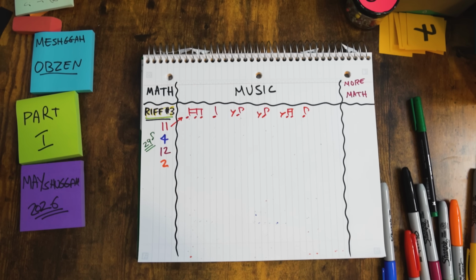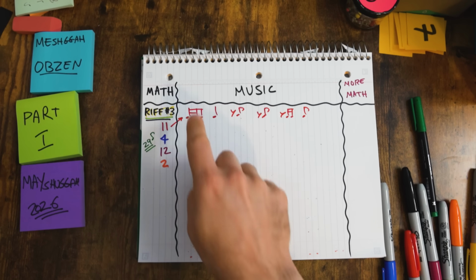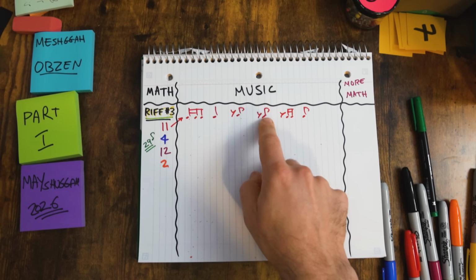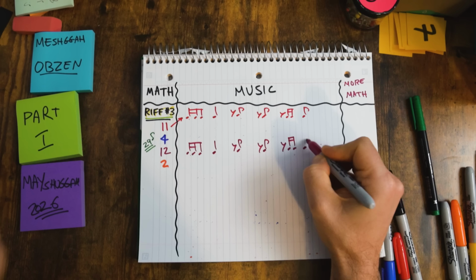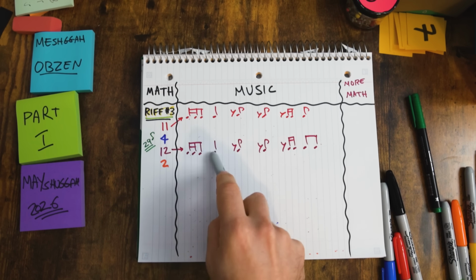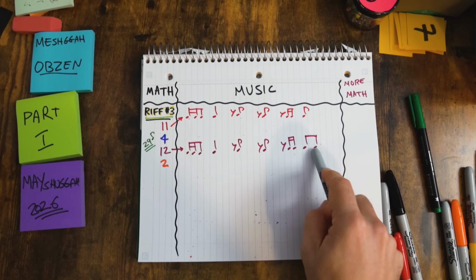And also notice that this hook figure is back again. Tagadam tam, ta, ta, tagadam 1. The 12 is identical with 1 extra eighth note at the end. Tagadam tam, ta, ta, tagada ta 1.